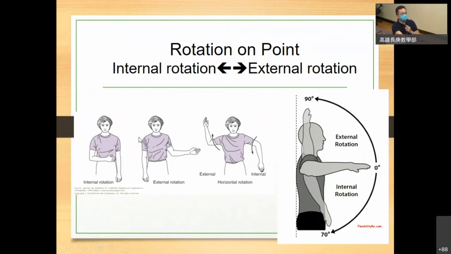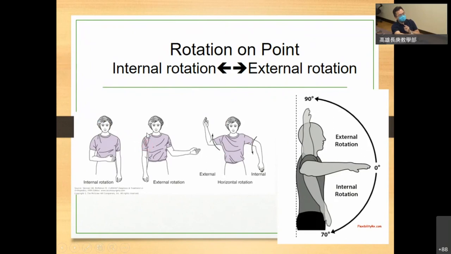The next is the rotation on a point. For the motion, we use a term to describe the rotation. The first is pronation and supination. The second is also sometimes used when the rotation has a center, like the shoulder joint. We describe it on the shoulder joint or the hip joint, and I will describe it later. If we use our shoulder joint as the center, we rotate on this point.